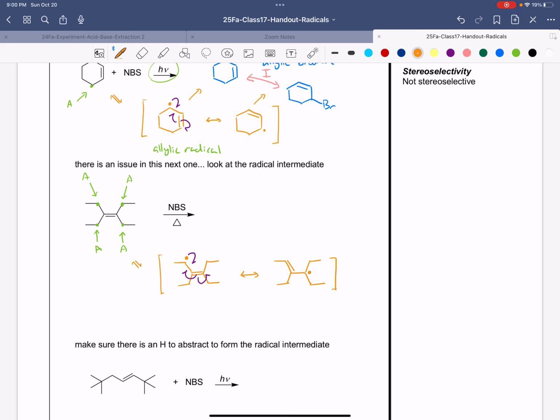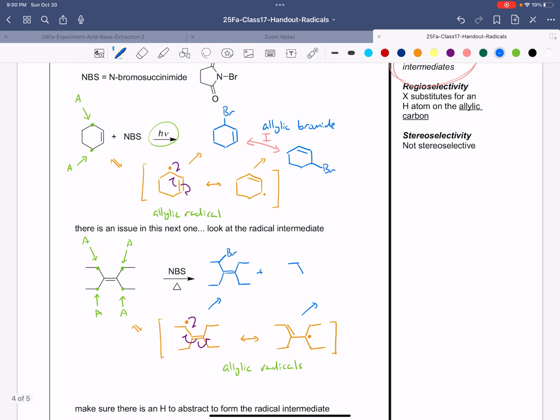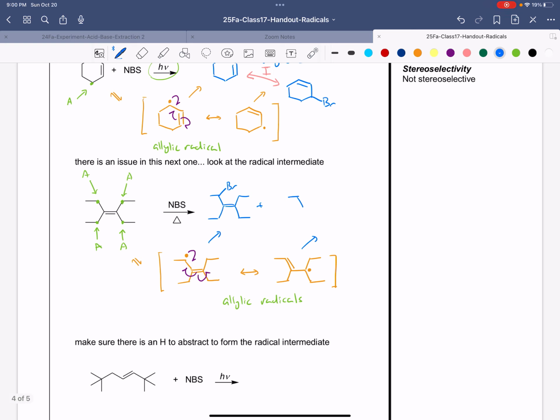I'm always double checking as well, right? That my two resonance contributors, they are both allylic radicals. If it's not, then something went wrong in your resonance. And if that's the case, your two products should also be allylic radicals. So here we have this, a little bit neater, Br, plus. Now, again, in the first case, the two allylic bromides were identical. In this case, they are not going to be identical. For sure, they are not identical. Okay.